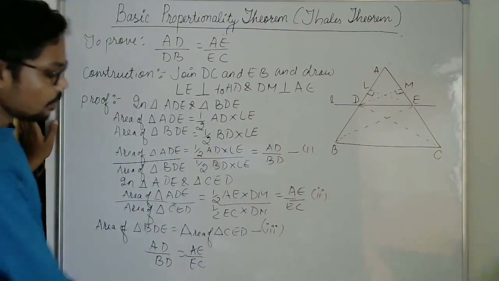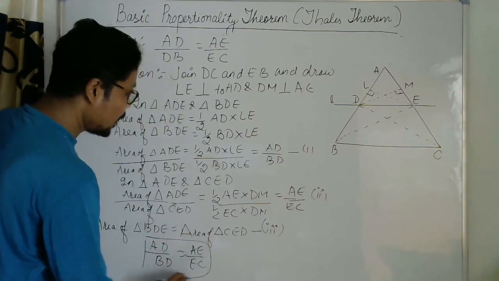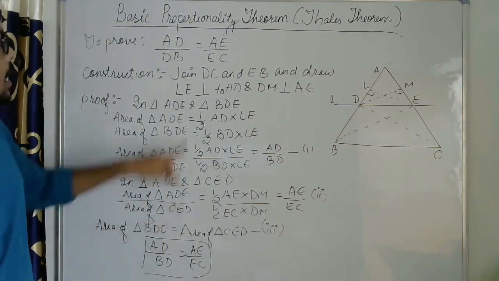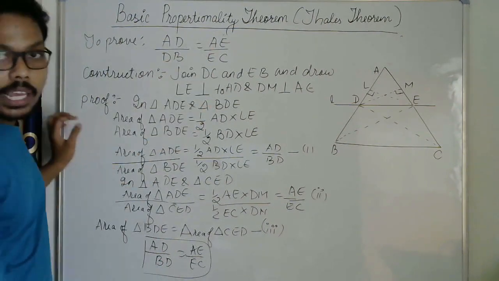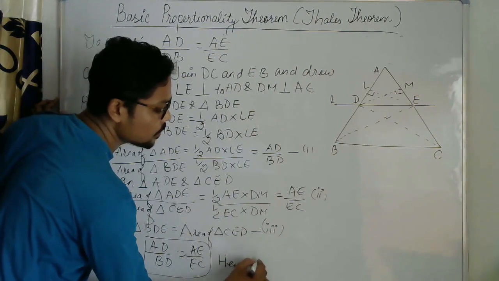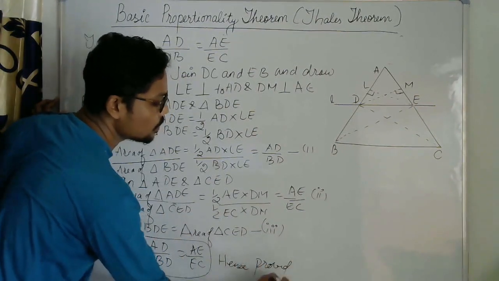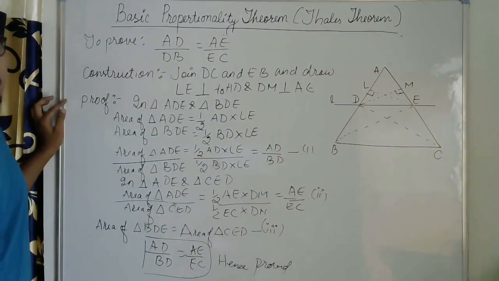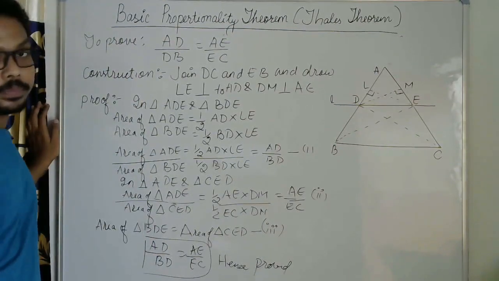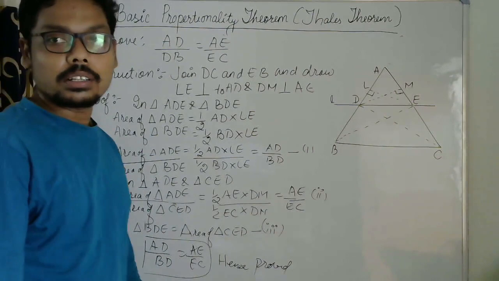So hence, what we needed to prove here, that is AD by DB is equal to AE by EC. So hence, lastly it is proved. So it is satisfying. This part is called Thales theorem. I hope you understood.